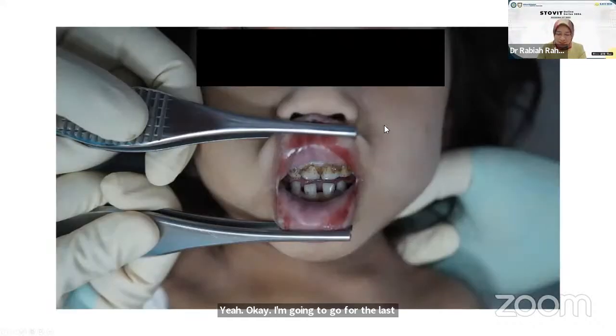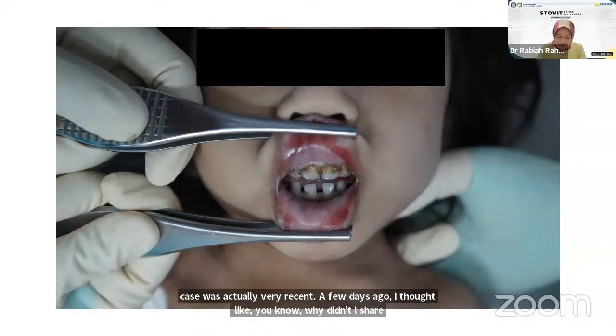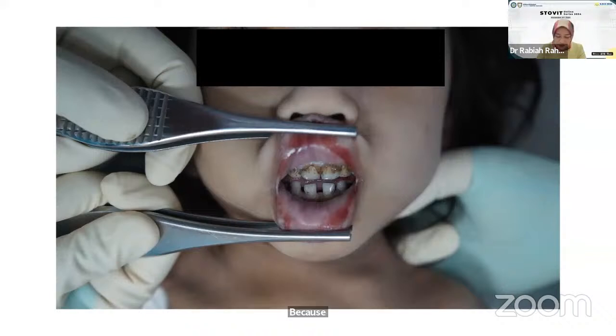This case was very recent, a few days ago. I thought, why not share it? Because after being involved in quite a number of cases, this was the first time this kind of case was referred to me. So it's a new experience for me. I think it's a good case to share as well, because you never know what type of case will be presented to you. This case was referred to me a few days ago.